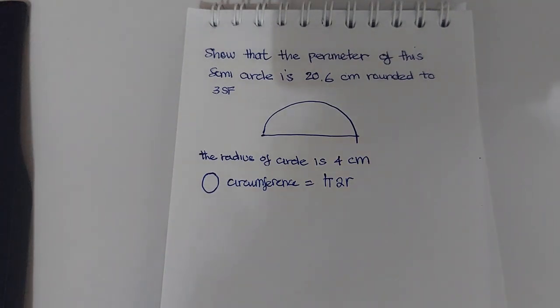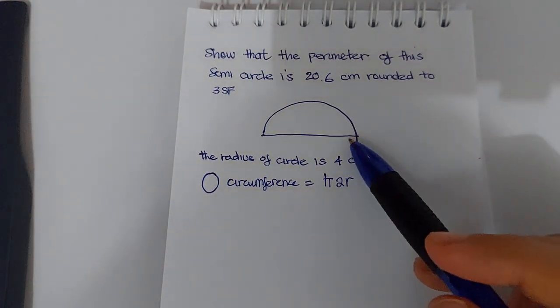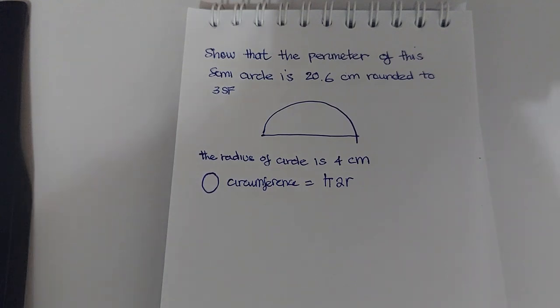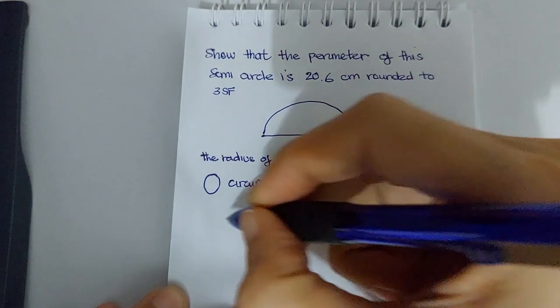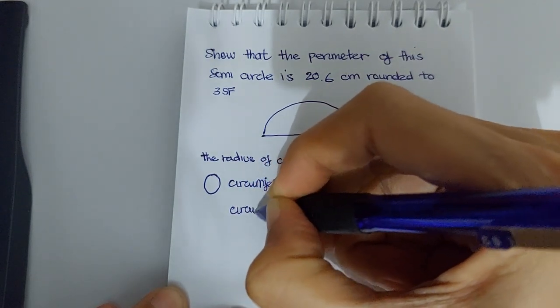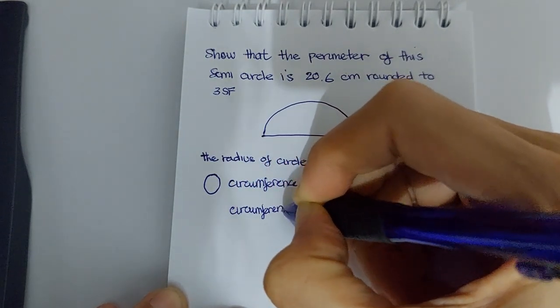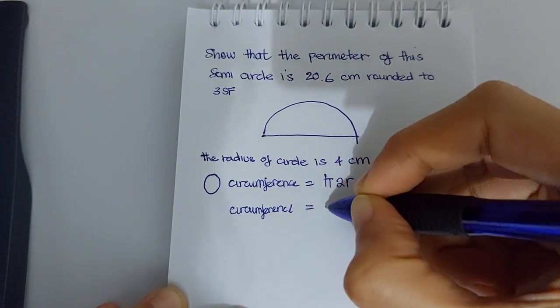Now, if I have a semicircle here, it means the circle will be divided by 2, right? So if I want to have half of it, then I will do it like this.